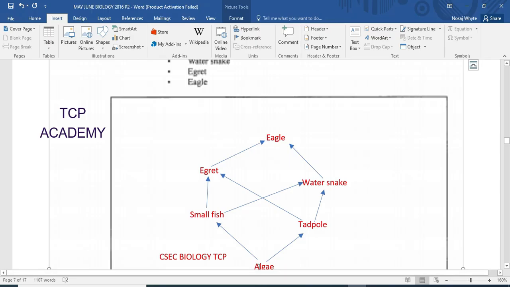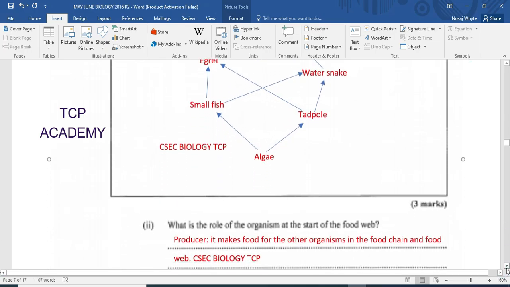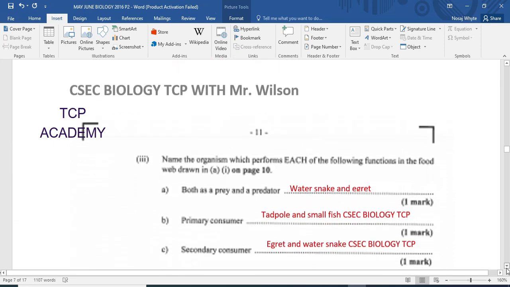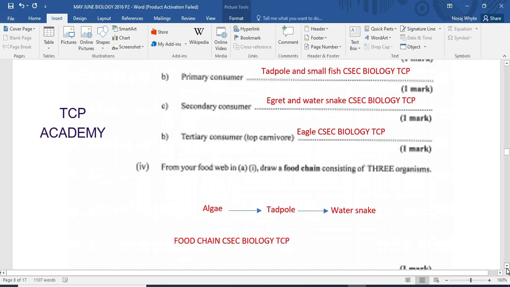Primary, this is going to be trophic level 1, trophic level 2, trophic level 3, trophic level 4. This is going to be a producer, primary consumer, secondary consumer, and of course tertiary consumer. As we do that, we must bear in mind the different types of nutrition. The types of nutrition are autotrophic nutrition, heterotrophic nutrition, and of course saprophytic nutrition.